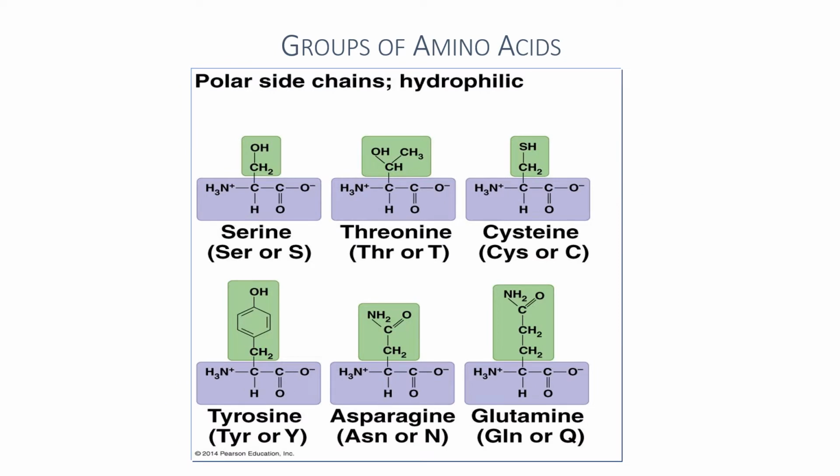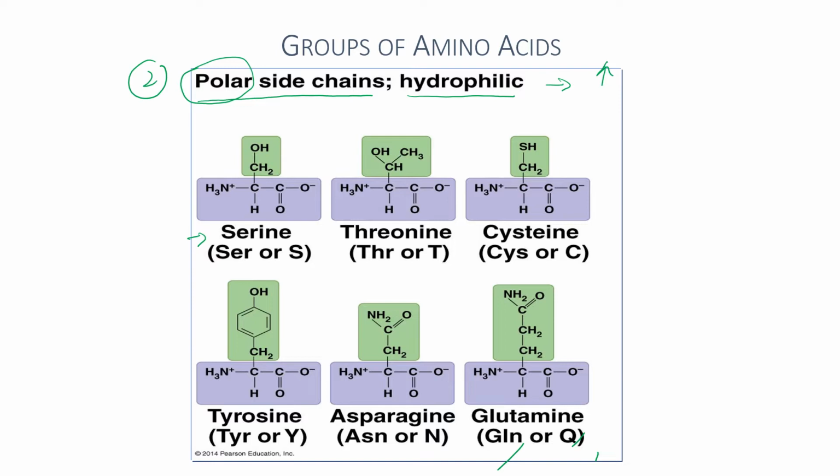So the second group of amino acids are amino acids with polar side chains. Polar amino acids, because the side chains are polar, this allows the amino acid to be hydrophilic, or attracted to water. So this increases the solubility of the amino acid in water, because this amino acid is attracted to water molecules. Examples of amino acids with polar side chains are serine, threonine, cysteine, tyrosine, asparagine, and glutamine.